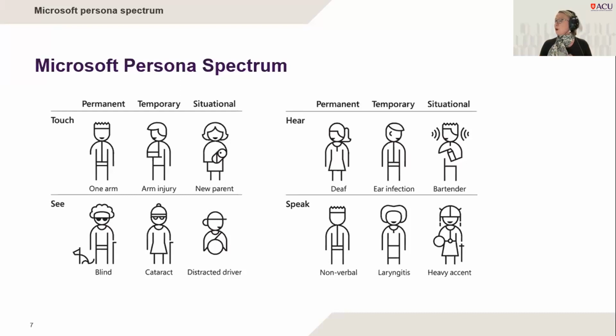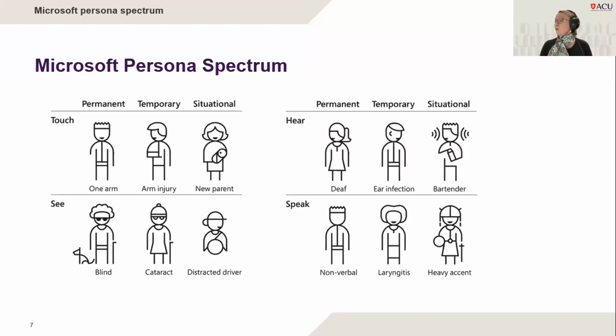So to keep all possible learners in mind, we can use this persona spectrum for an at-a-glance view of obstacles that relate to different senses. If we have a look at the top left, and we're looking at touch there, we can see that we may have someone with a limb loss, a permanent situation, or we may have someone with a broken arm trying to access their online content, or otherwise a new mum holding her baby. But we can imagine then if we've got people who are hearing impaired, visually impaired, or speech impaired in what could be a permanent, temporary, or situational manner, then the numbers that we looked at earlier could actually be a whole lot higher than we think.